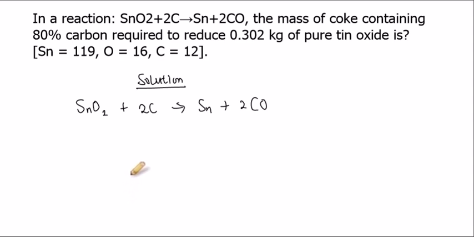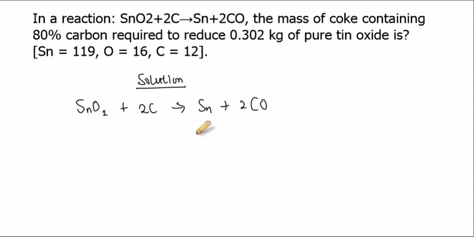Let's see if it is a balanced chemical equation. One atom of tin on both sides, 2 atoms of oxygen present in the reactant and in the product side, same thing, and for carbon we have 2 as well. So we have a balanced chemical equation.